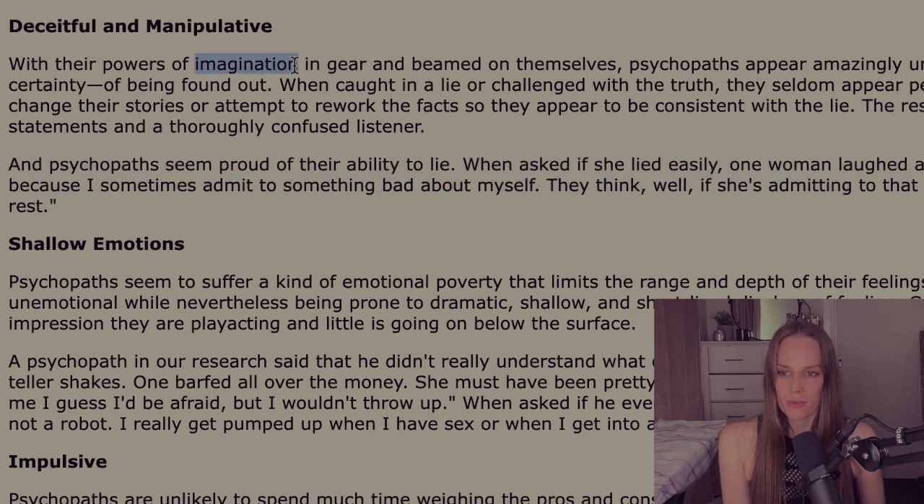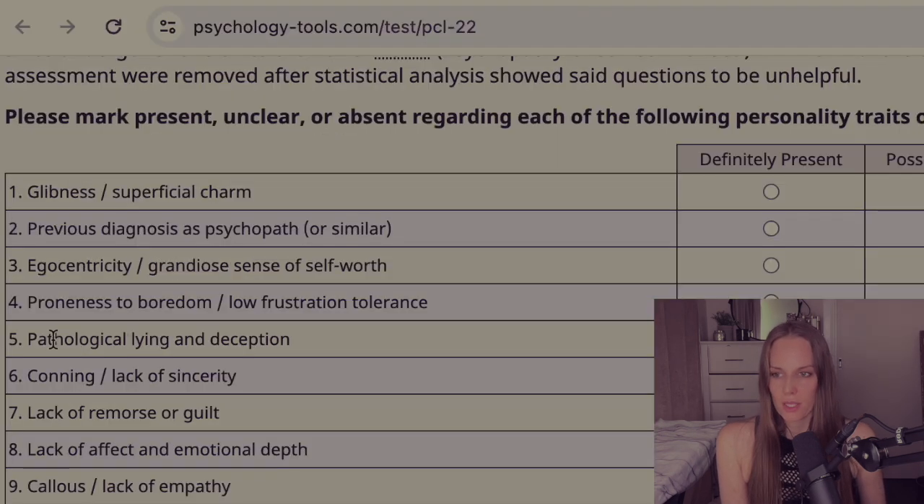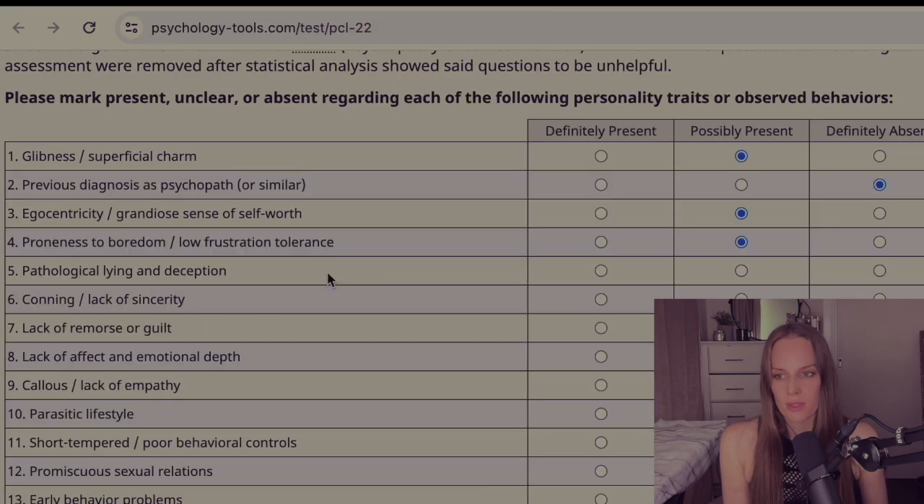I like to think that I have a powerful imagination, but I already know that I'm not a pathological liar. As far as I understand pathological liars, it's like a disorder where they almost can't help it. Deception and pathological lying. Again, it is one of those things though where we all tell white lies from time to time, but in this instance, pathological lying. No, I don't pathologically lie and deceive people.